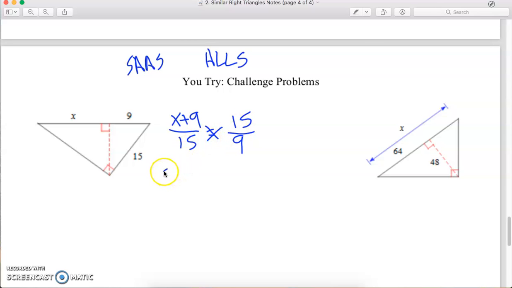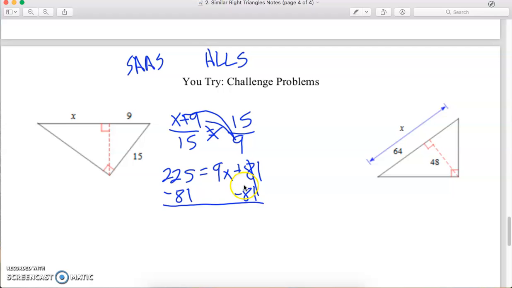15 times 15 is 225. Now when you do 9 times this, you need to do 9 times x and 9 times 9. 9 times x is 9x, and then 9 times the 9 is 81. So here's our equation. So now we subtract 81 from 225, and you get 144. Then bring down the 9x and divide by 9. And 144 divided by 9 is going to be 16. So we know that this little piece right here has to be 16.